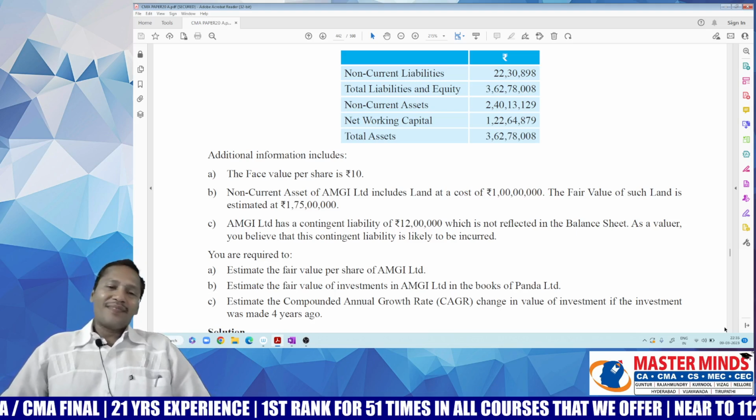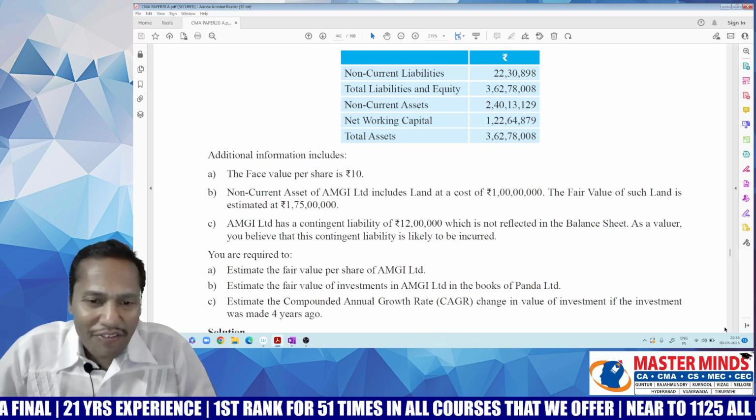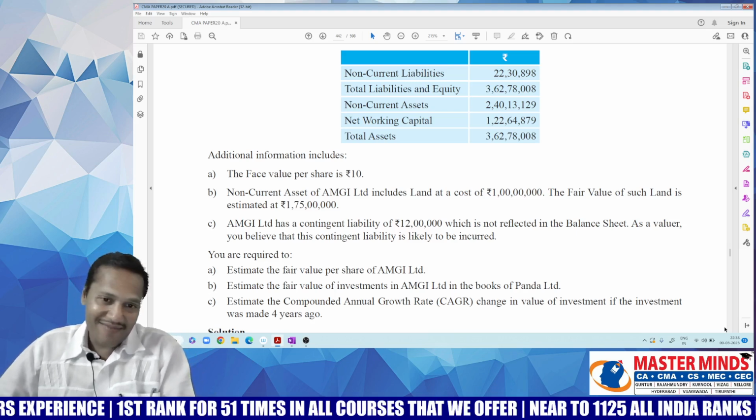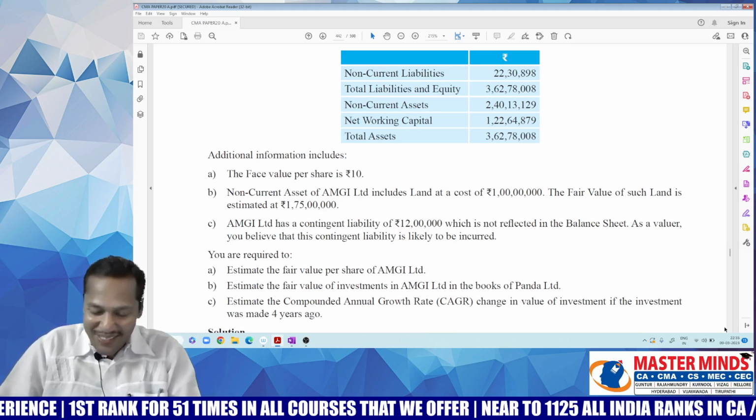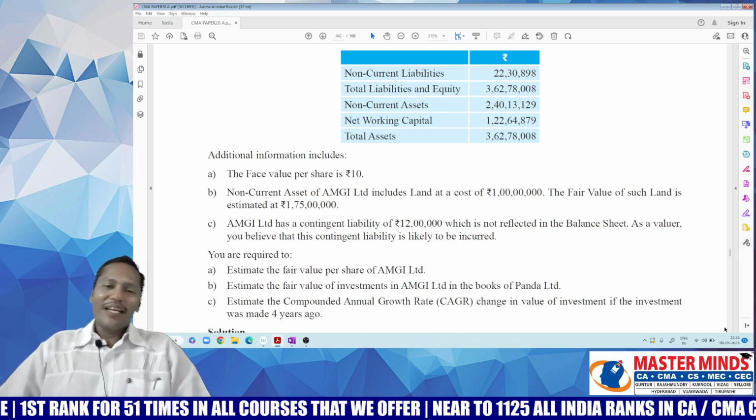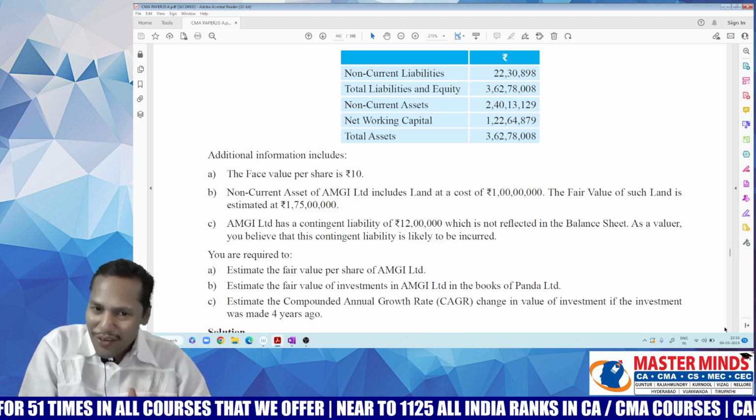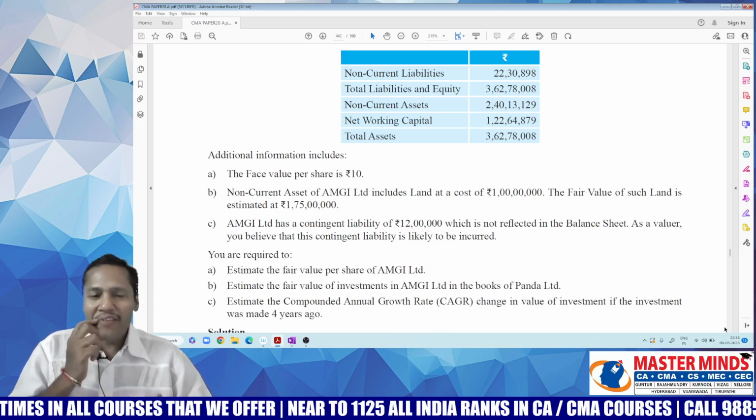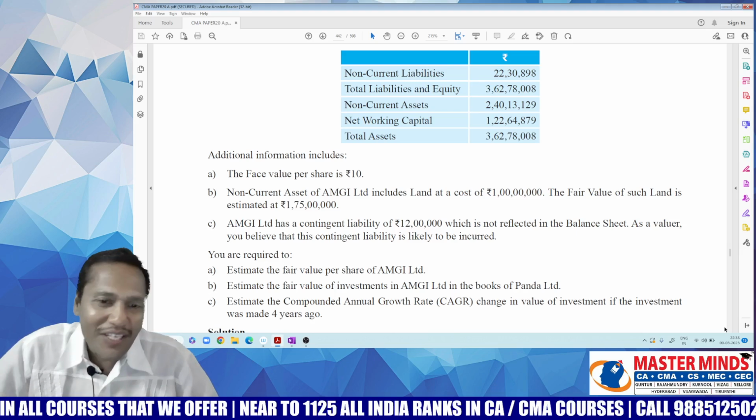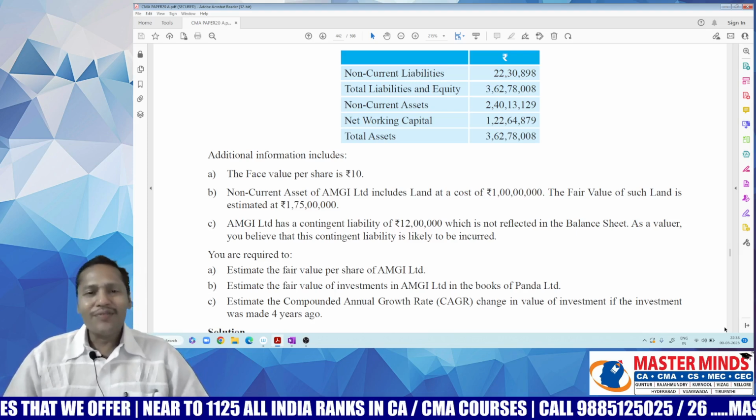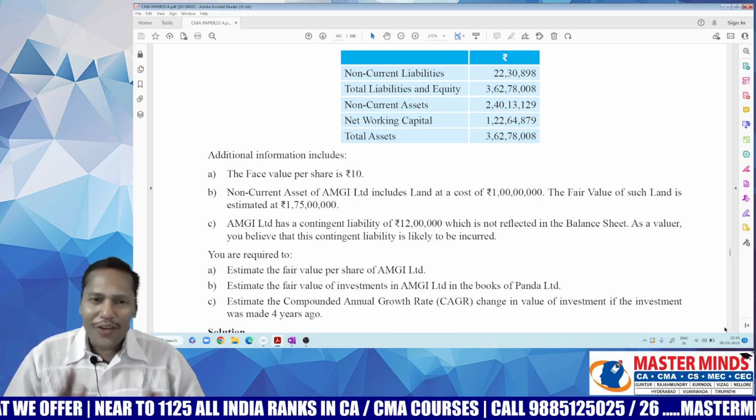As part of additional information, the fair value of land is given, and there is a contingent liability. Definitely, we have to consider the impact of the change in the fair value of land, and the contingent liability also. First, we will arrive at the net assets value based on the values given in the books.